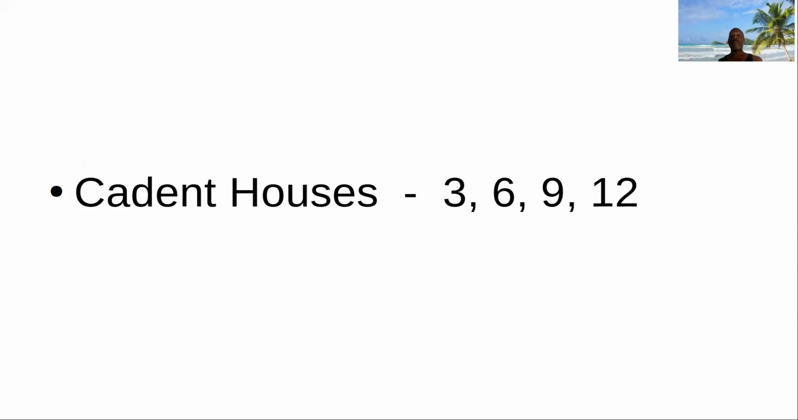And so if we think about cadent, the cadent houses are the furthest away from the angular houses. What we're really dealing with is light and how much light is available to a planet on some level. And so 6 and 12, having no aspect to the ascendant, are considered two of the dark houses and two of the worst houses.